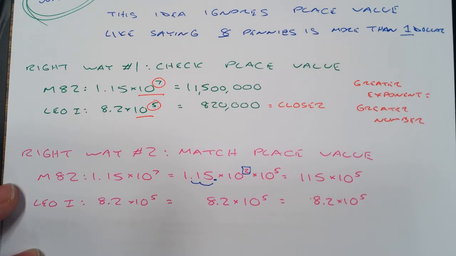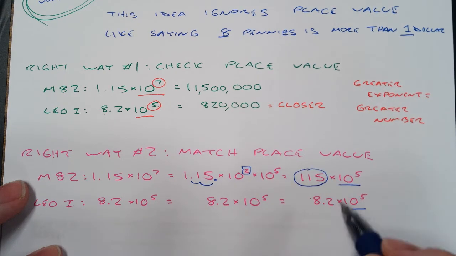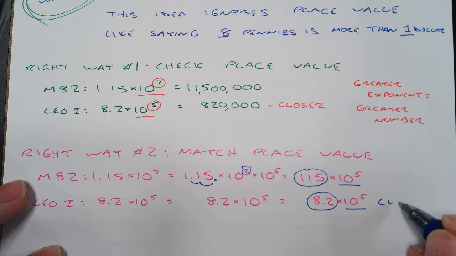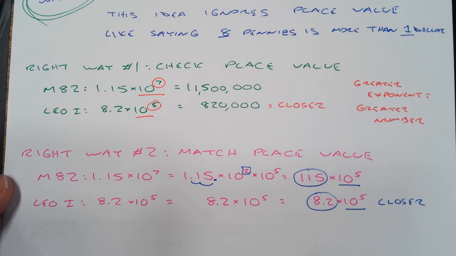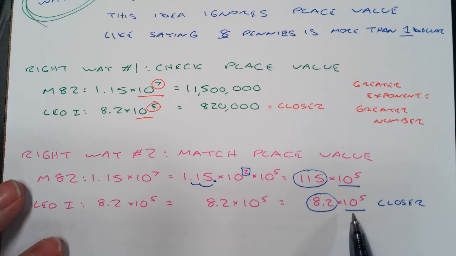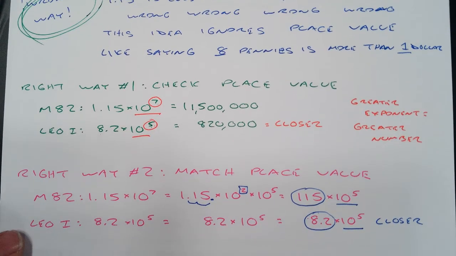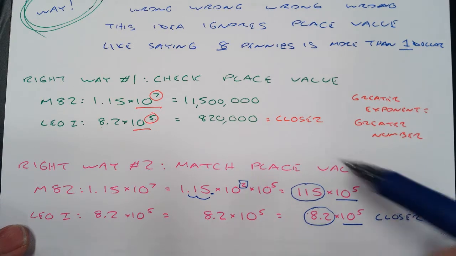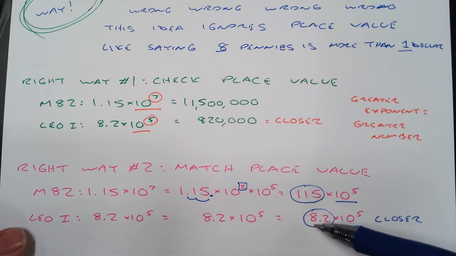And now you can just look. The place values match. Now you can look at the decimals. And when you look at the decimals, we have 115 and 8.2. 115 is bigger than 8.2, so this is more evidence that the Leo 1 dwarf is closer than the M82 galaxy. It is a smaller number when the place values match. It is a smaller place value. That's two ways to look at it. You can look at the place values and see how they're different, or you can make the place values match and see how the decimals are different.